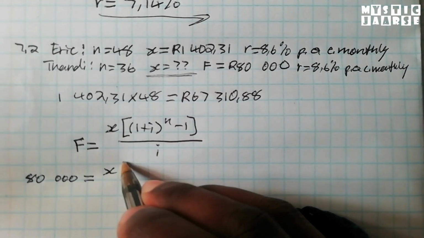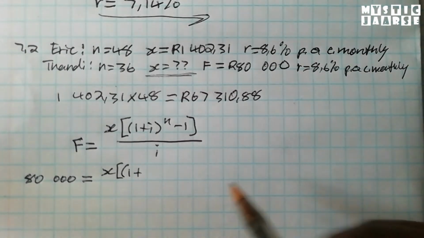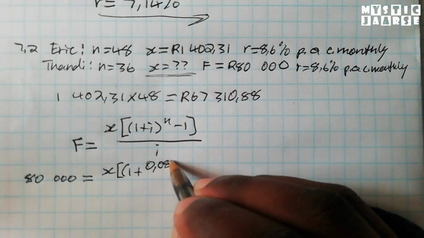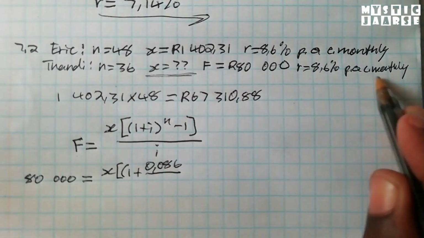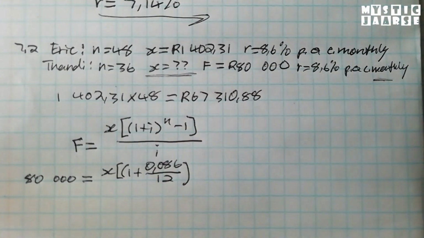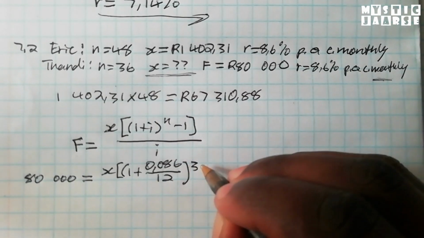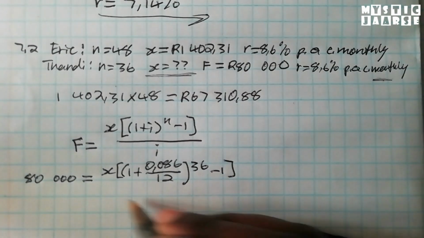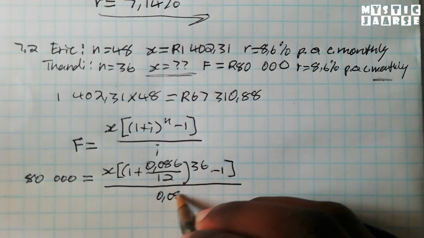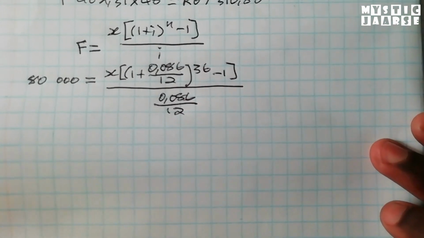We're solving for X into 1 plus interest rate as a decimal. We have 8.6 divided by 100. We get 0.086 divided by compounding frequency, which is monthly. So we divide by 12, to the power of n. Now we are told that Thandi will make 36 payments. So we say n is 36, minus 1, close, all divided by interest rate as a decimal divided by compounding frequency.